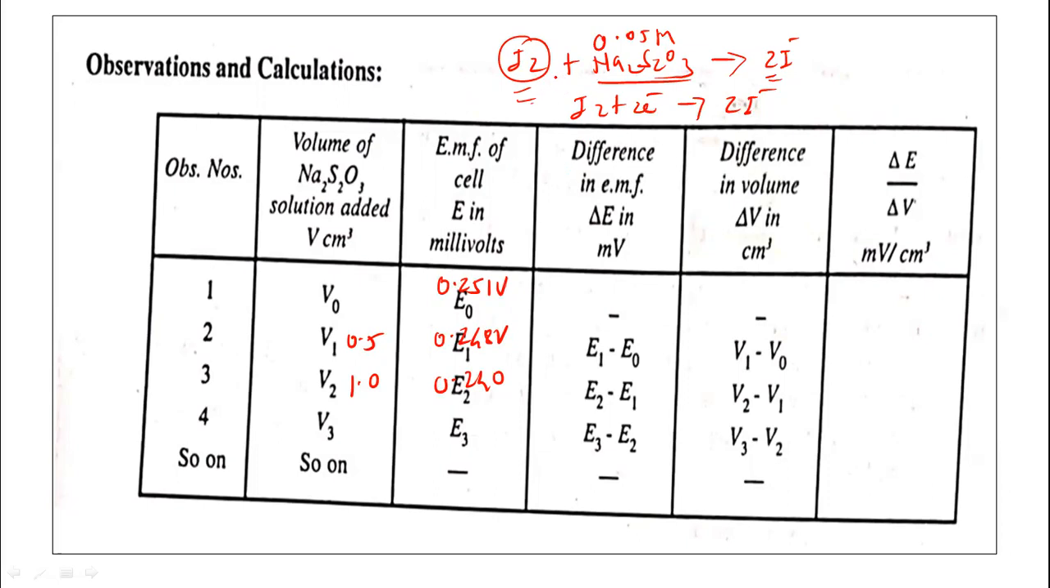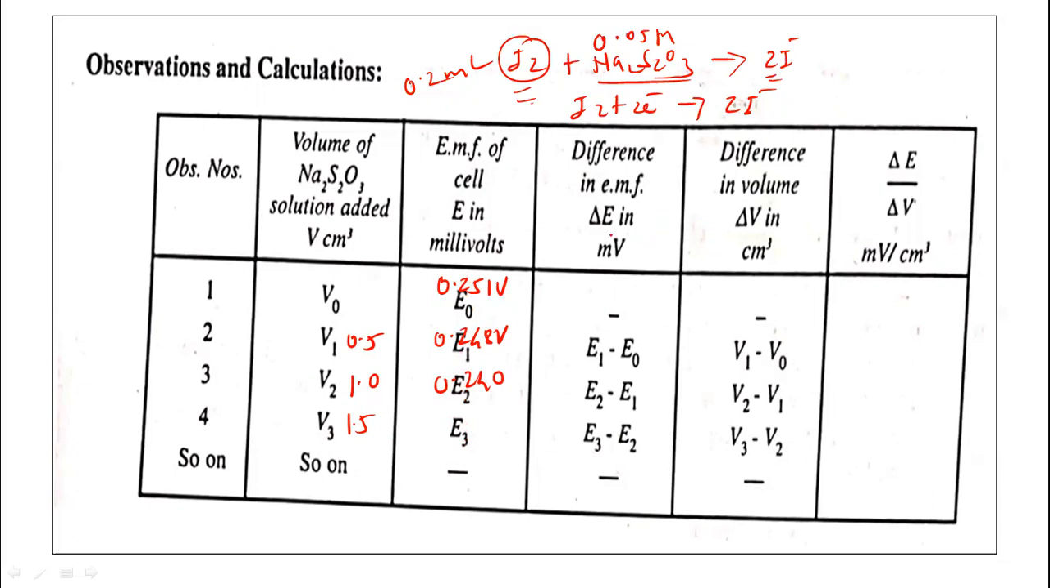First pale yellow color. When the pale yellow color appears, then we should add 0.2 ml of sodium thiosulfate solution from the burette. So in this way we have to take the readings here. After every addition of 0.5 ml or 0.2 ml, the EMF of the cell goes on decreasing.